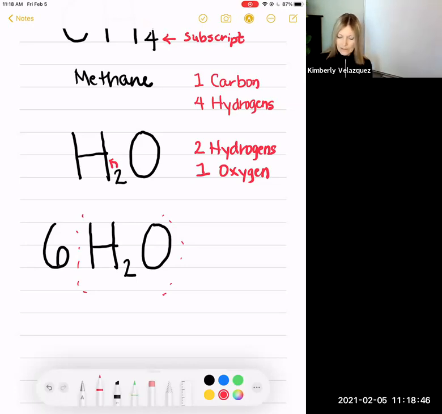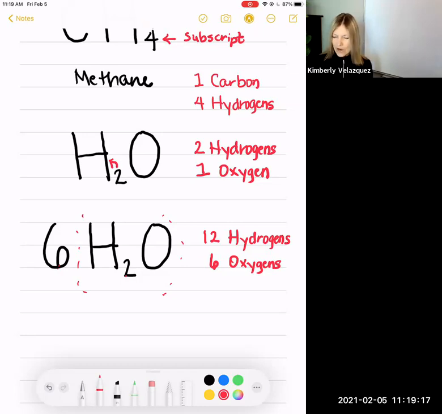So 6 times 2, that means we have 12 hydrogens making up these 6 water molecules. And 6 times 1, 6 oxygens. Again, I know that's a 1 because there is no number there. And if there is no number, we assume that's a 1. We do not write the 1 in chemistry.